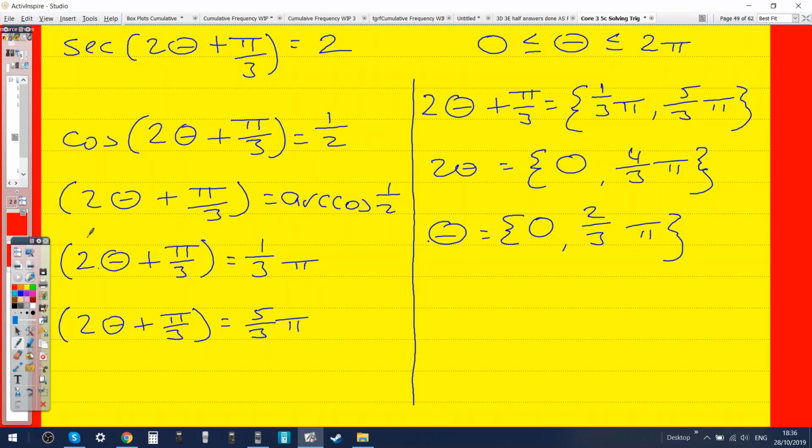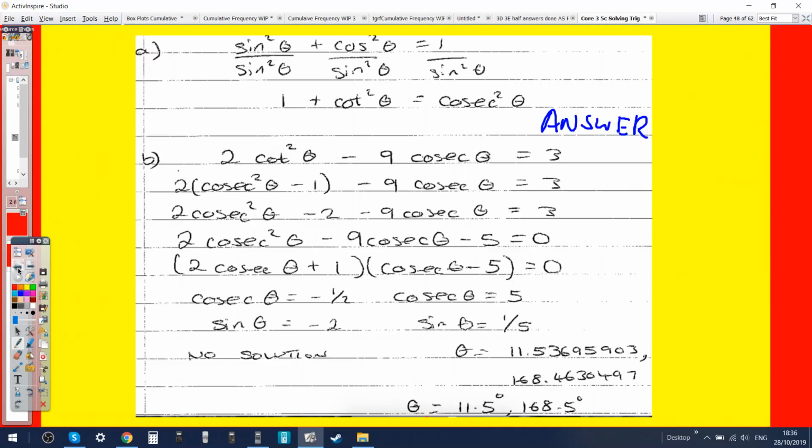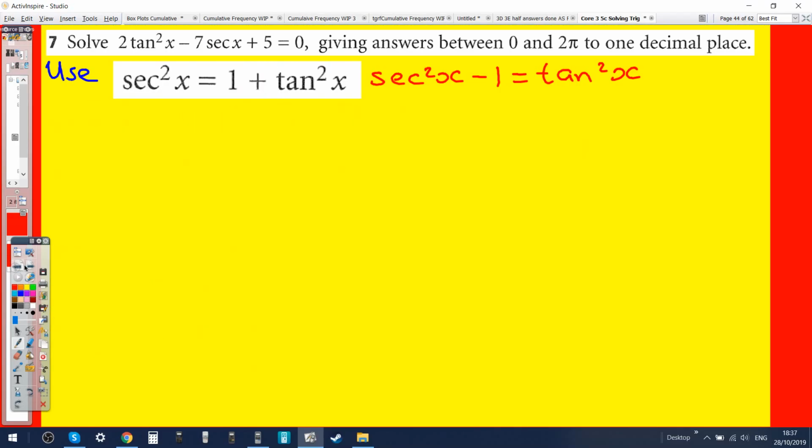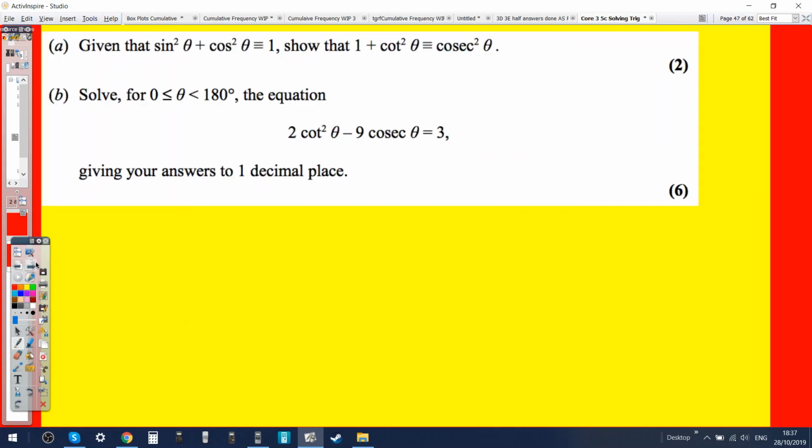Because of the way it's written, it looks like it's times, but it's just the sec of those things. And once you've done the inverse sine, cos, or tan, you just keep everything as it is until you've gotten all your solutions, because the graph has been transformed. Okay, exam question. Do you know how to do this first one?